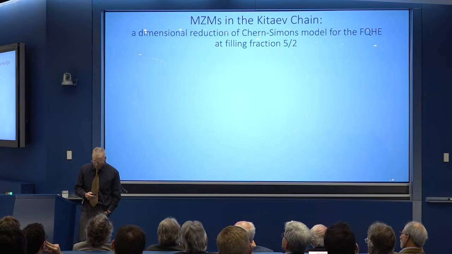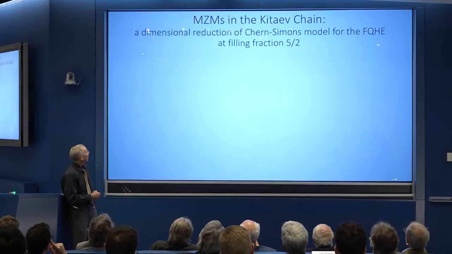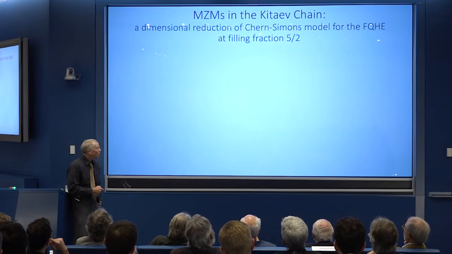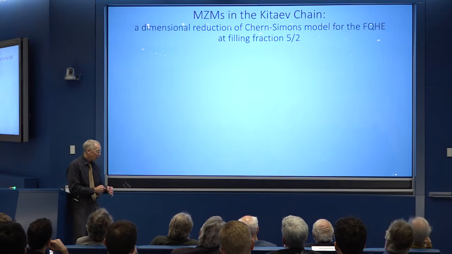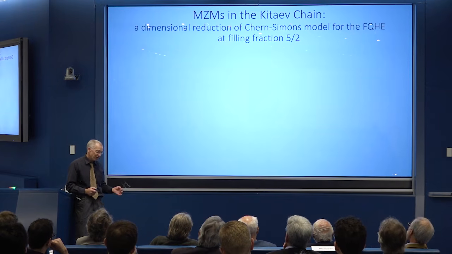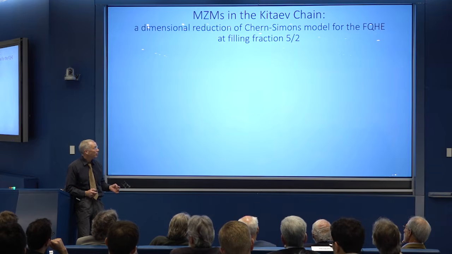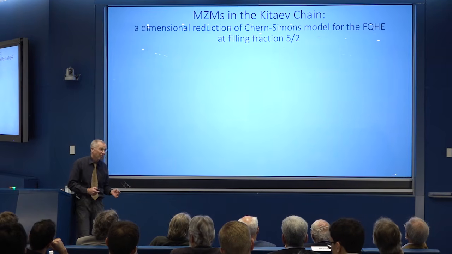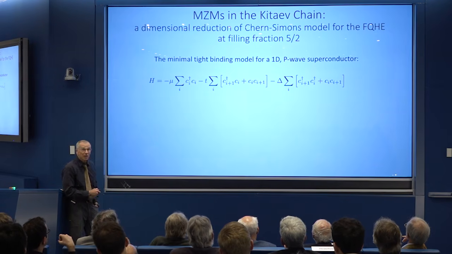But eventually, we kind of worked our way into a system that is sort of a dimensional reduction of Chern-Simons theory. It's not literally Chern-Simons theory, but what we found is a simpler one-dimensional model that has fermionic boundary excitations that obey the same braiding statistics as the fermions in SU2 level 2 Chern-Simons theory. And this is what it is.